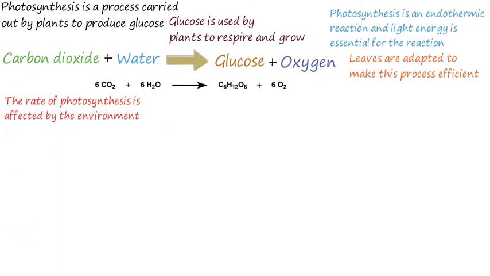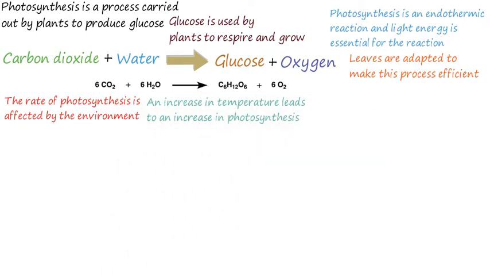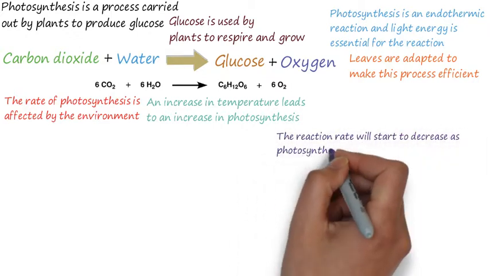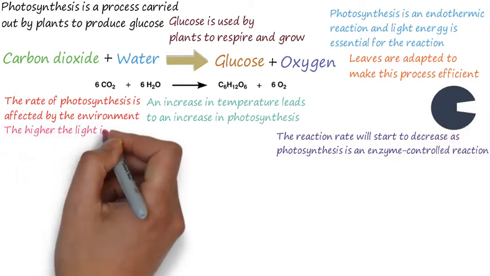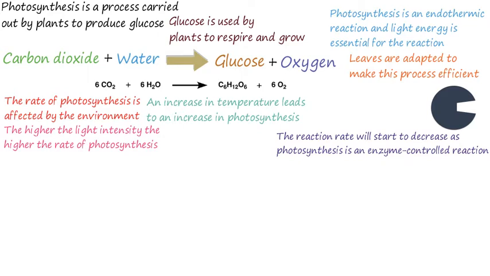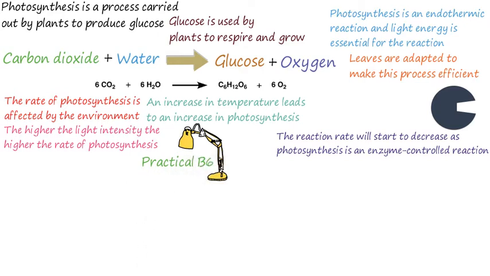The rate of photosynthesis is affected by the environment. Some of these may come as common sense, as they are simply factors which will affect the rate of a reaction. An increase in temperature leads to an increase in photosynthesis. However, at a certain point, the reaction rate will start to decrease as photosynthesis is an enzyme-controlled reaction, and the enzymes will begin to denature. Light intensity is critical to photosynthesis. The higher the light intensity, the higher the rate of photosynthesis.